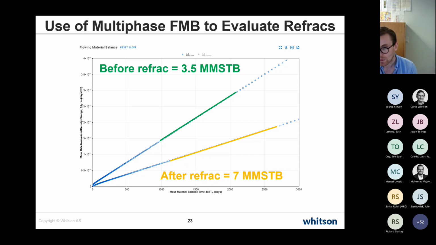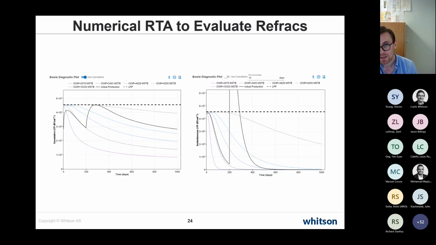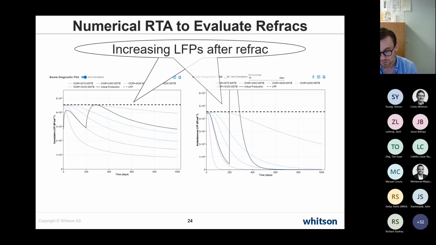And if you bring that into a numerical RTA workflow, what you'll see if you use the cumulative switch in the numerical RTA plot, the Bowie diagnostic plot, is that the cums will start to increase, and you'll see the same in the instantaneous, so that your LFPs will basically just increase at that point in time. So nothing more magical than that.